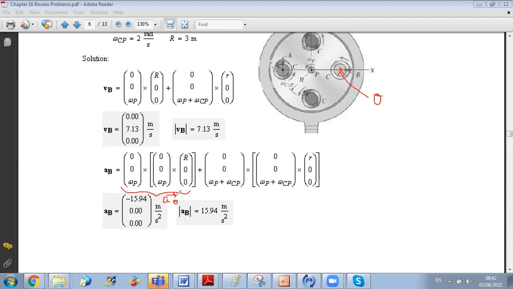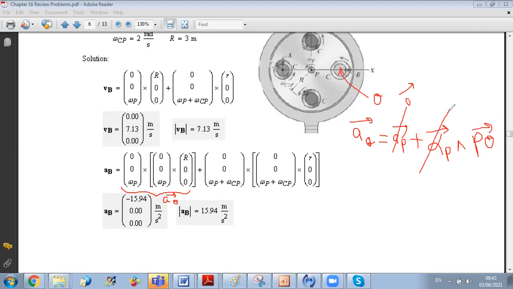O is doing what? O is rotating about P. So we can say that acceleration of O is equal to acceleration of P, which is 0 because P is fixed, plus alpha P vectorial PO. But also we have seen that alpha is 0 since omega is constant. So also this term will cancel out.